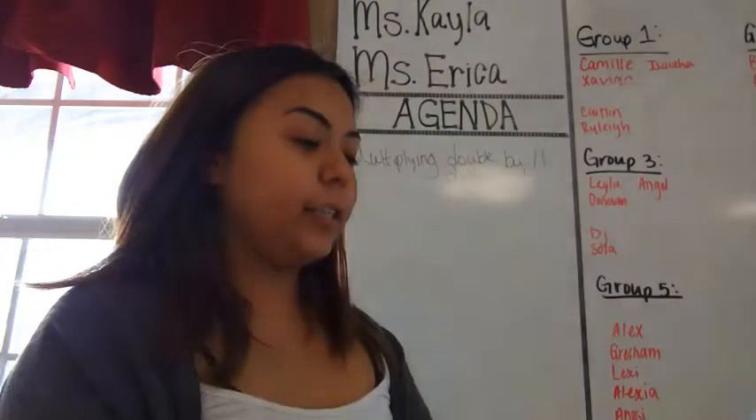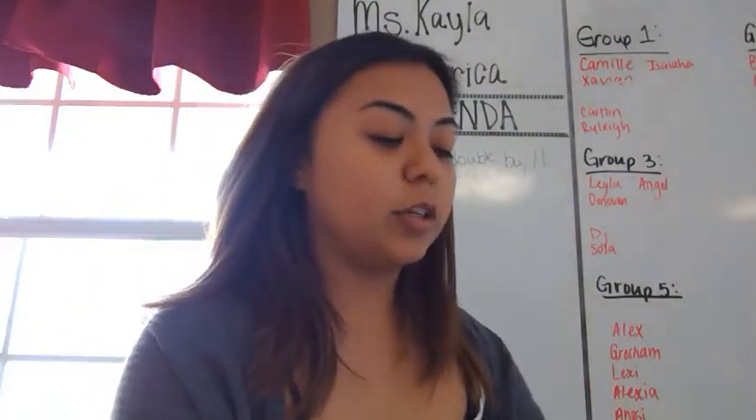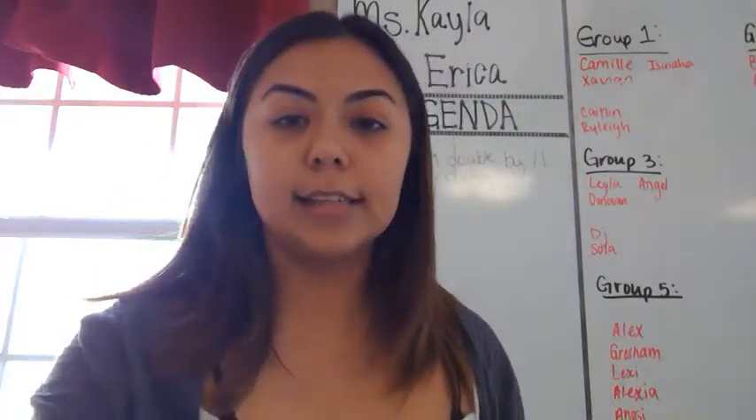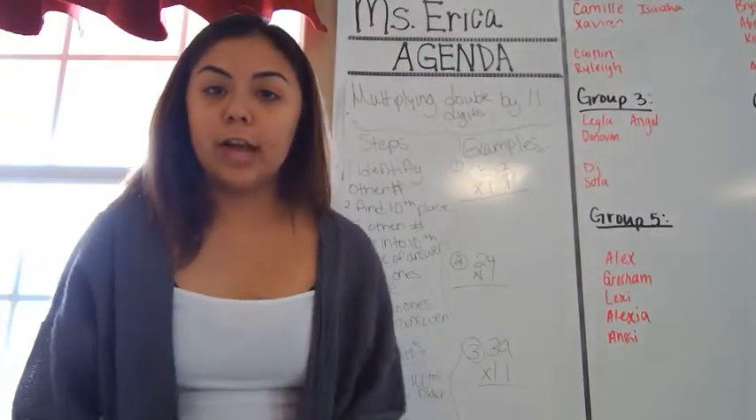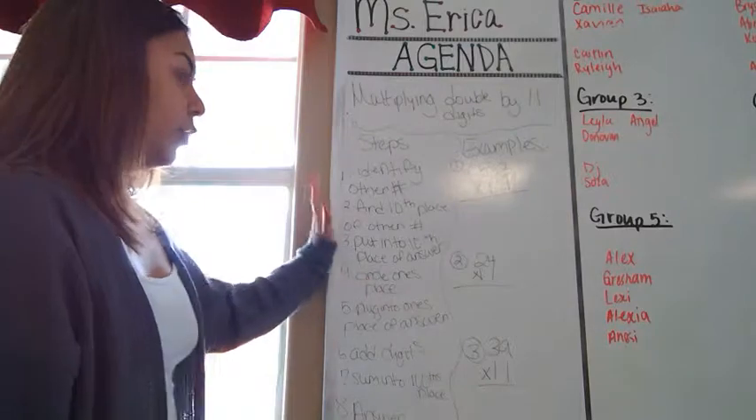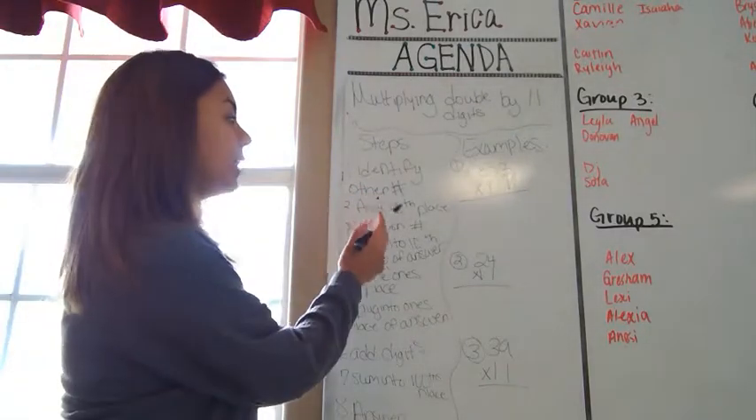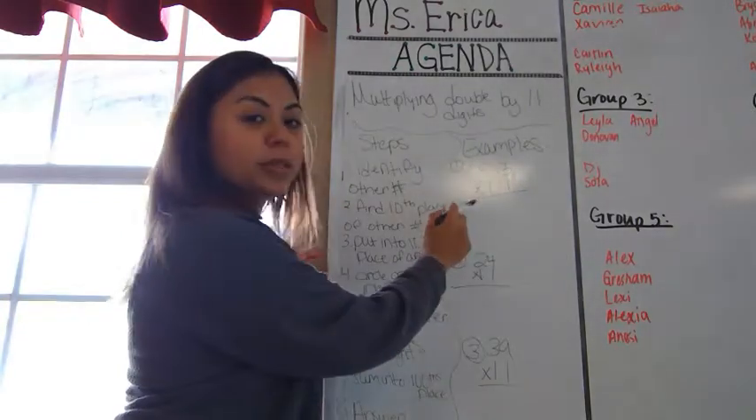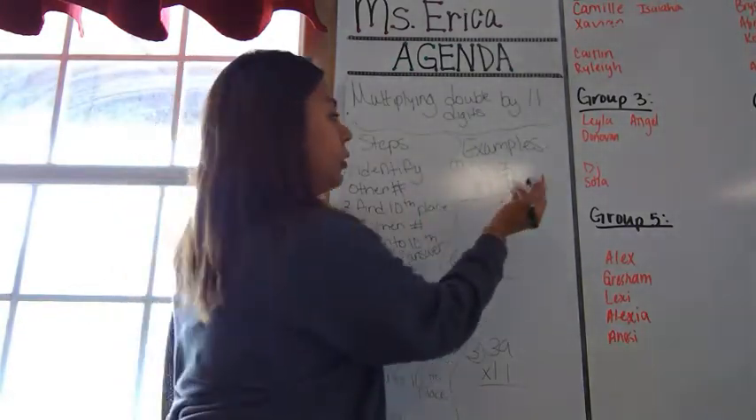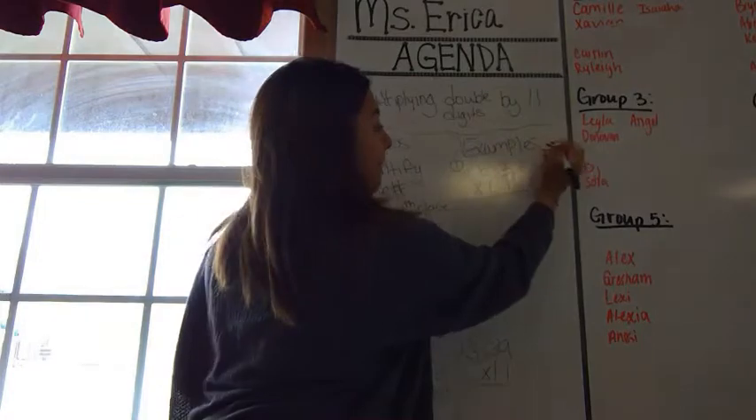So the first thing we need to do is work on our vocabulary for this lesson. Since we don't have any questions on our vocabulary terms, we're going to move on to our math steps. The first step is to identify your other number. So if we look at 53 times 11, our other number is going to be 53.